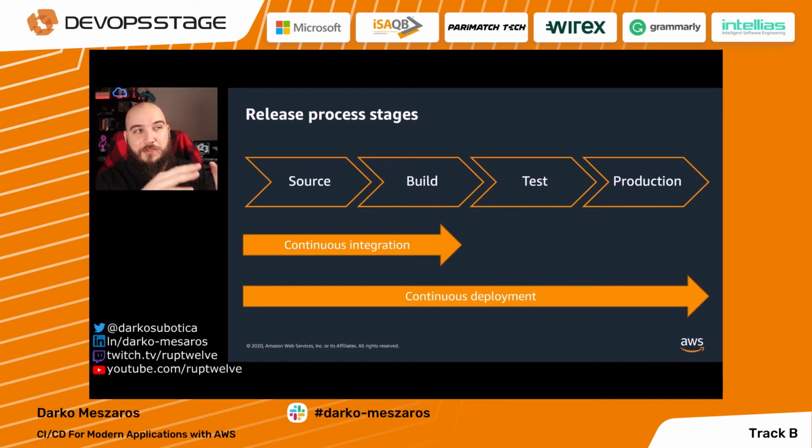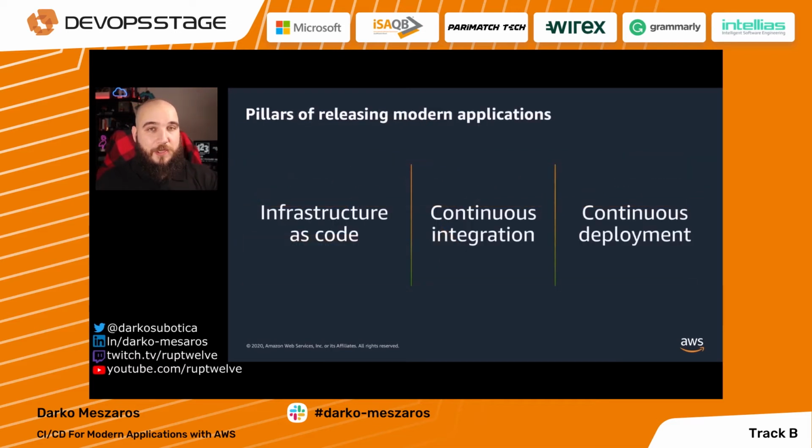So basically, continuous integration takes you through the source and the build phases and gets you an artifact, while continuous deployment gets you from source to production all in one go, right? That's very important to keep in mind because these are the key aspects of your application delivery.